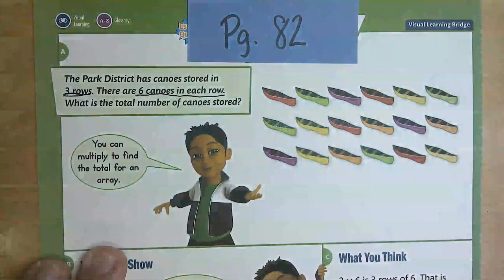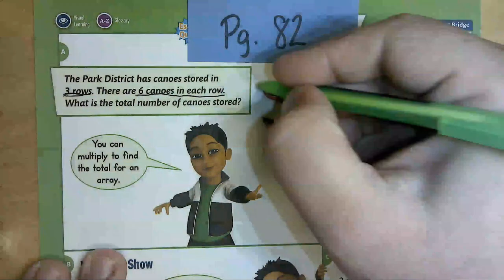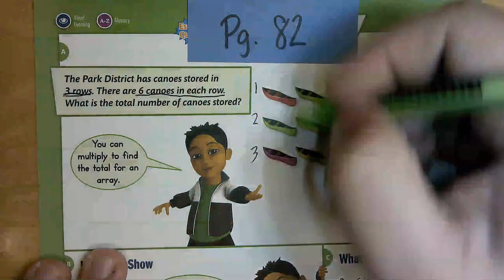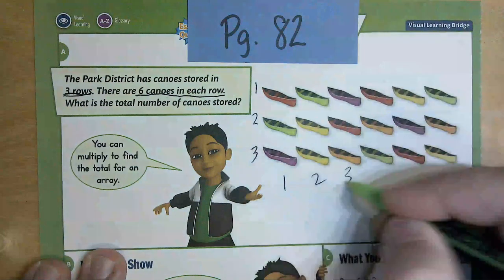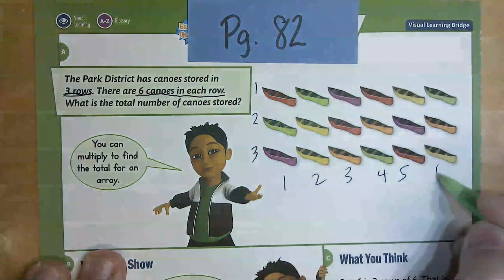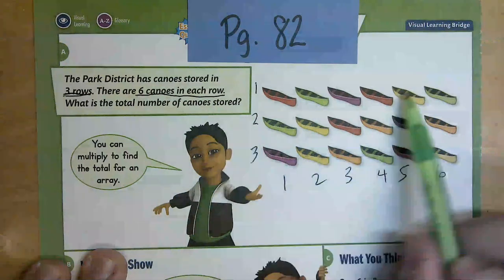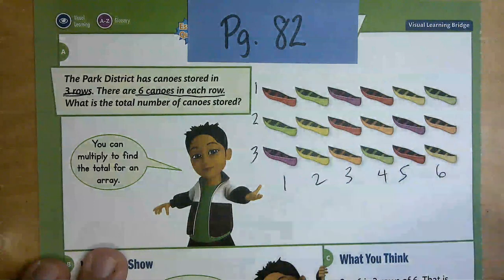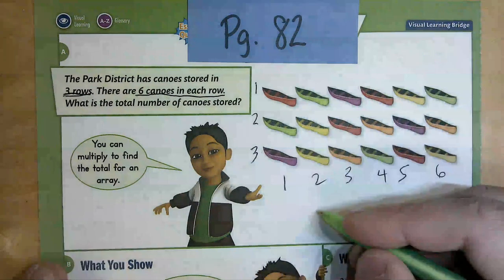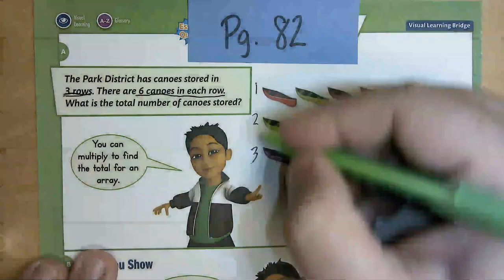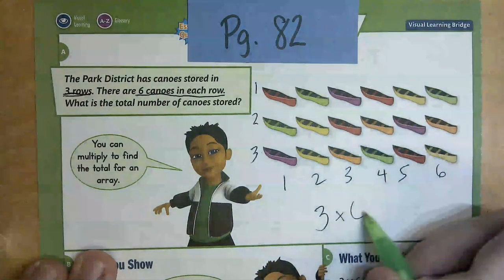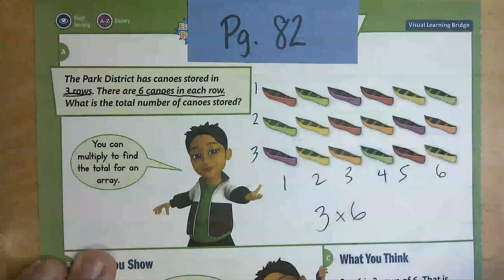And they've already drawn this out for us. So there's 3 rows. Here we go. We've got 1, 2, and 3. And how many canoes? Well, we've got 1, 2, 3, 4, 5, 6. All right, so there are 3 rows, and there are 6 canoes in each row. And we're going to multiply to find this. And yesterday we were talking about this. This multiplication problem would be what? It would be 3 times 6. All right, because we have 3 rows, and there's 6 in each one.